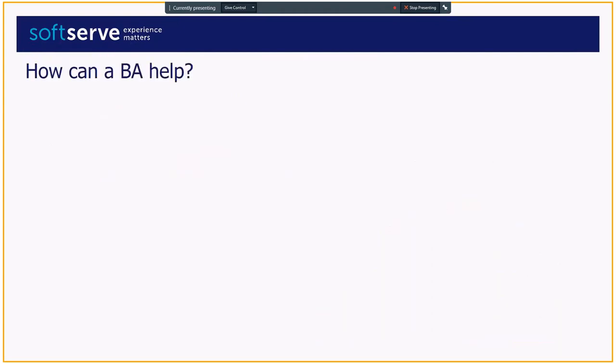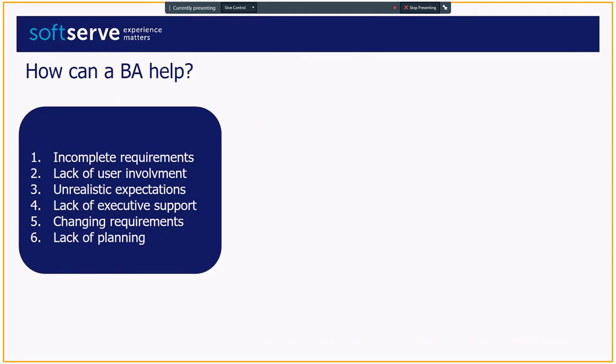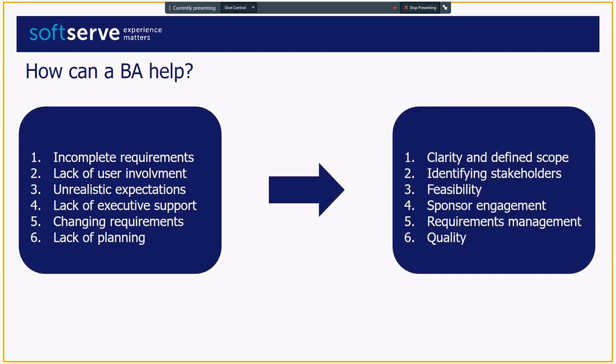So how can we help as BAs? At the very beginning of the presentation, I told you that almost 80% of projects fail because of different problems related to analysis. And these are actually the six main problems that a project encounters during development. So we have incomplete requirements, that's self-explanatory, and lack of user involvement. If we do not identify the stakeholders, we won't get them to work. We have unrealistic expectations, lack of executive support, changing requirements, and lack of planning. As a business analyst, we can address all of those issues.